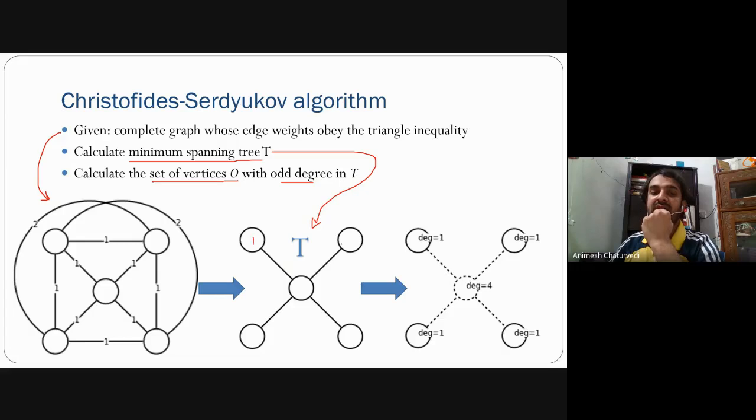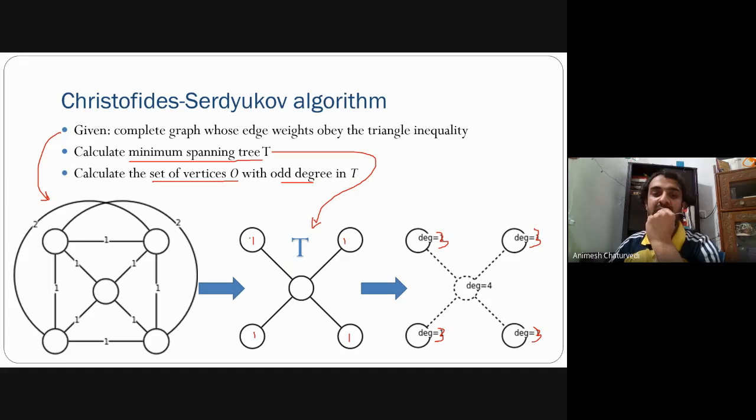So these are the vertices. This is having degree 1, this is having degree 1, this is also having degree 1, and this is having degree 4. So we can say this is having degree 3, this is having degree 3, this is having degree 3, and this is having degree 3.